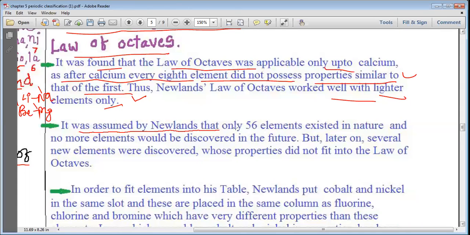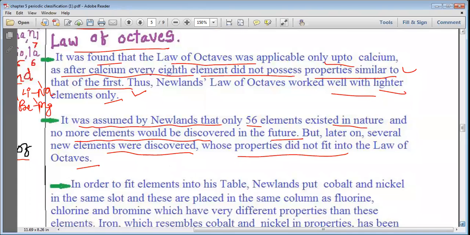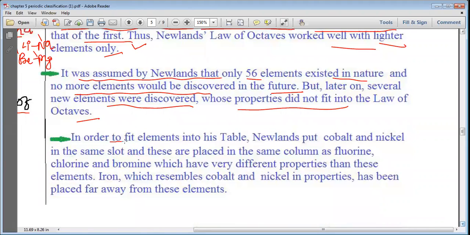It was assumed by Newland that only 56 elements existed in nature and no more elements would be discovered in future. But later on, several new elements were discovered whose properties did not fit into the law of octave. The third limitation: in order to fit elements into his table, Newland put cobalt and nickel into the same slot, placed in the same column as fluorine, chlorine, and bromine. Cobalt and nickel are not similar to chlorine, fluorine, and bromine, which have very different properties than these elements.